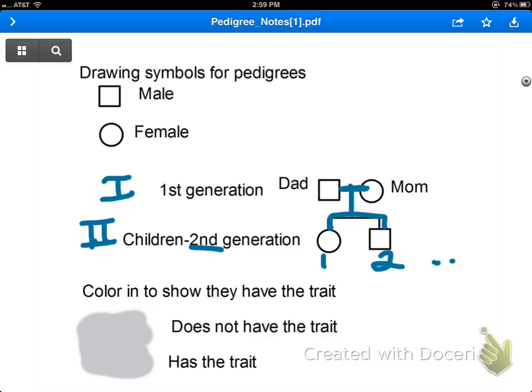If you are coloring in for whoever has a trait, whether it be colorblindness or hemophilia, and if they do not have the trait, you would not color in the shape. If they have the trait, that shape would be colored in to say that they have this particular anomaly, meaning not normal.